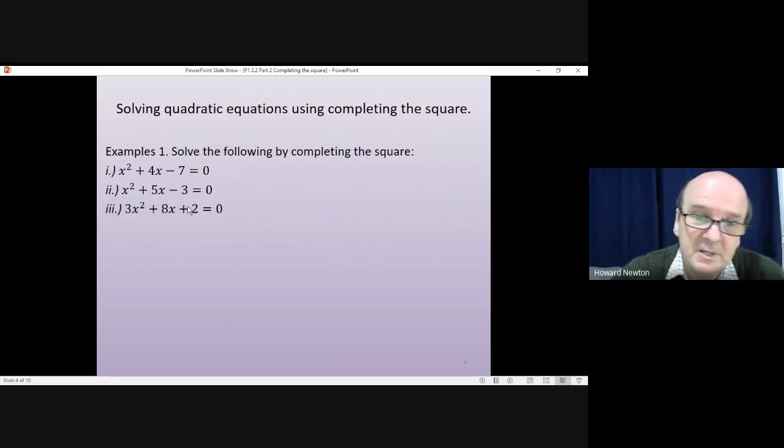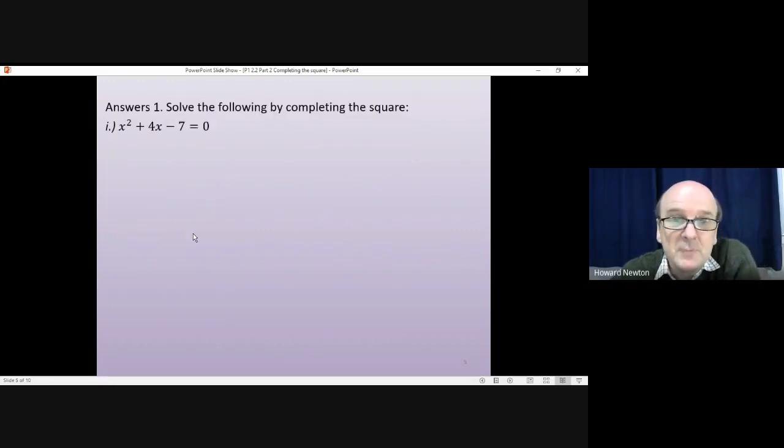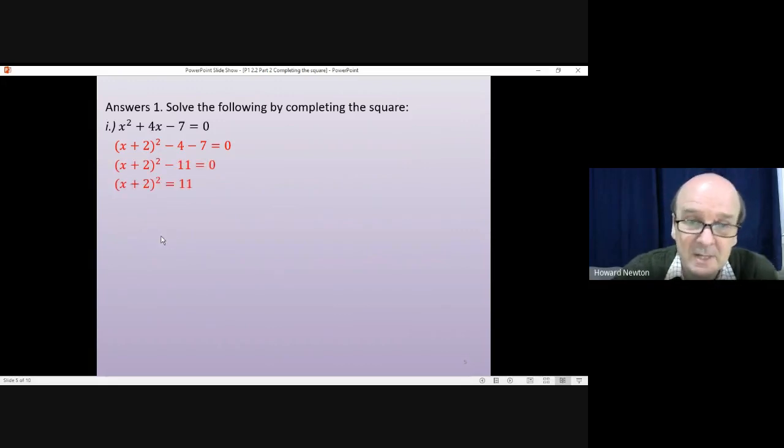Okay, let's have a look at these together. X squared plus 4x minus 7 equals 0. We complete the square on the x squared plus 4x. That gives us x plus 2 squared. It gives us 4 that we don't want when we square that bracket, so we need to take it away. We do want the minus 7, so we have to remember to write that down. Those two numbers get added together to give us minus 11. The minus 11 swaps sides to give us plus 11.